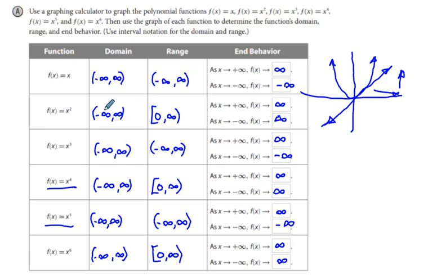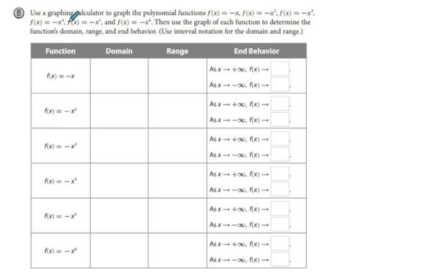So this really builds upon what we did at the beginning of the year, where we talked about the basic parent functions, which included our linear function, our quadratic function, and our cubic function. Next, B, use graph calculator to graph polynomial functions f(x) equals negative x squared, f(x) equals negative x cubed, and so on. These are going to be very similar to the last one. I'm not going to go over all these.